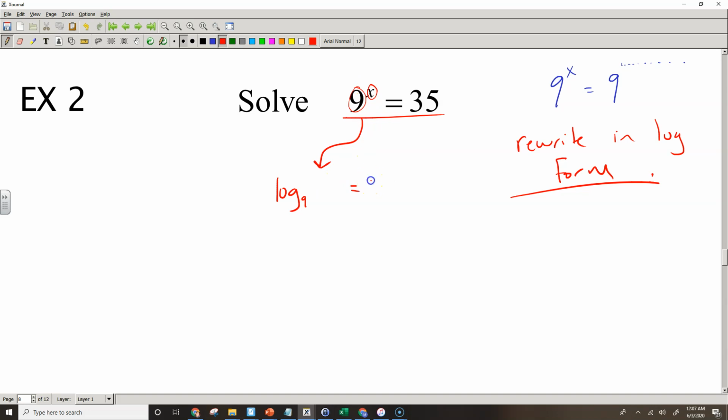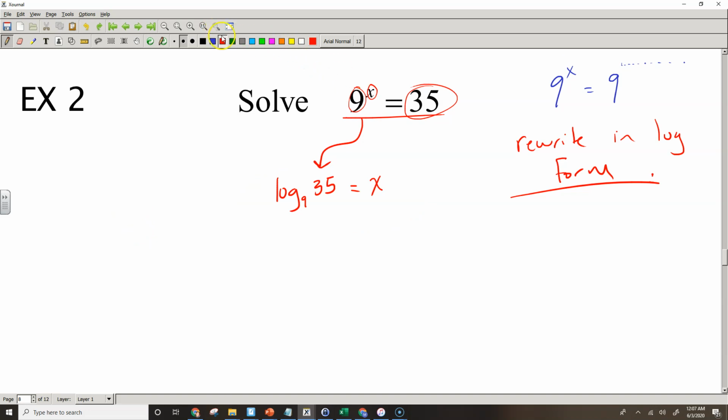That's going to be on the right hand side. The number that I'm getting, my output, is 35. So I'm going to rewrite this like this. We're just using the definition of what a logarithm is to rewrite this exponential equation as a log equation. We're just thinking about the definition of what we learned a log is.